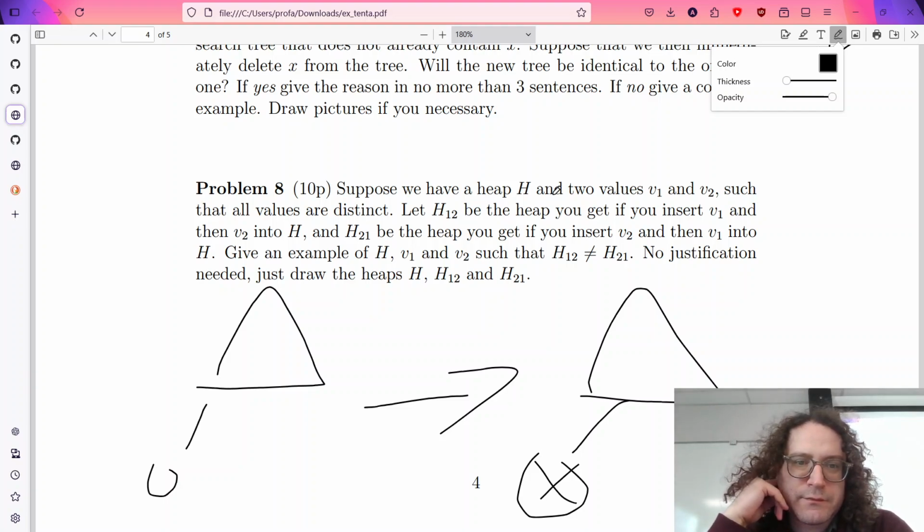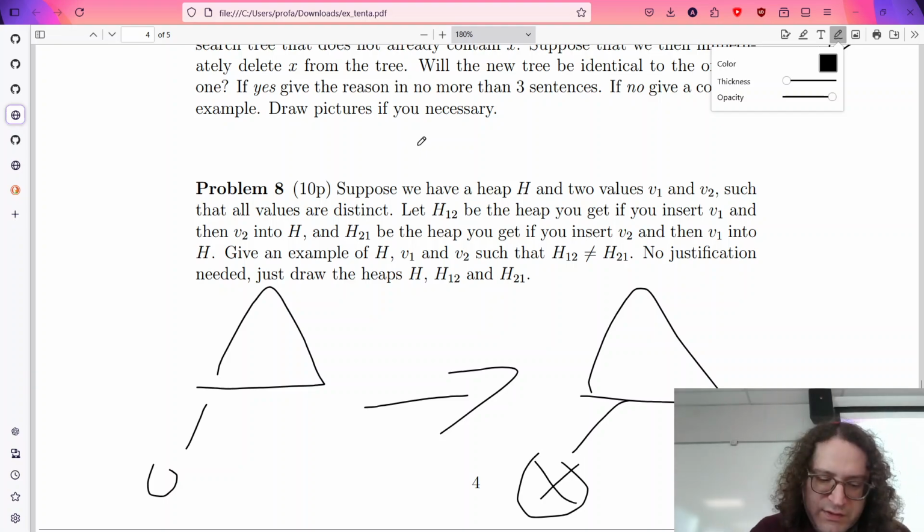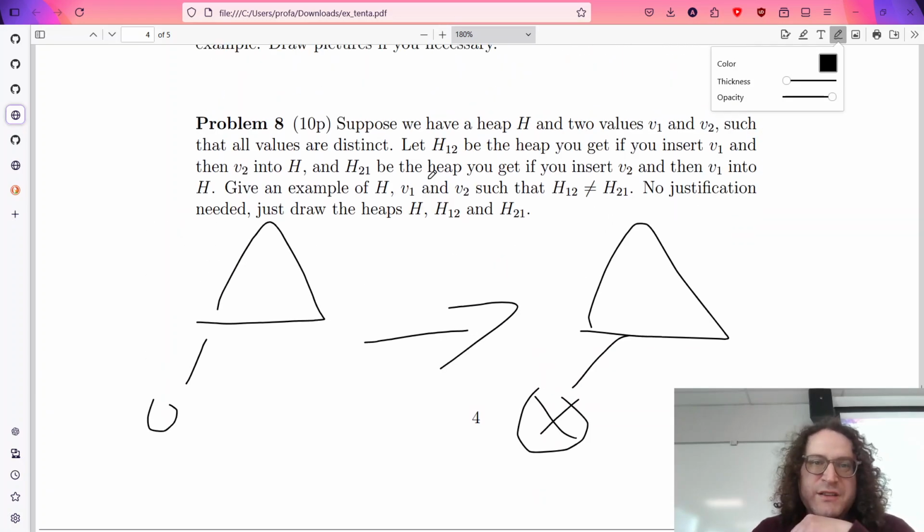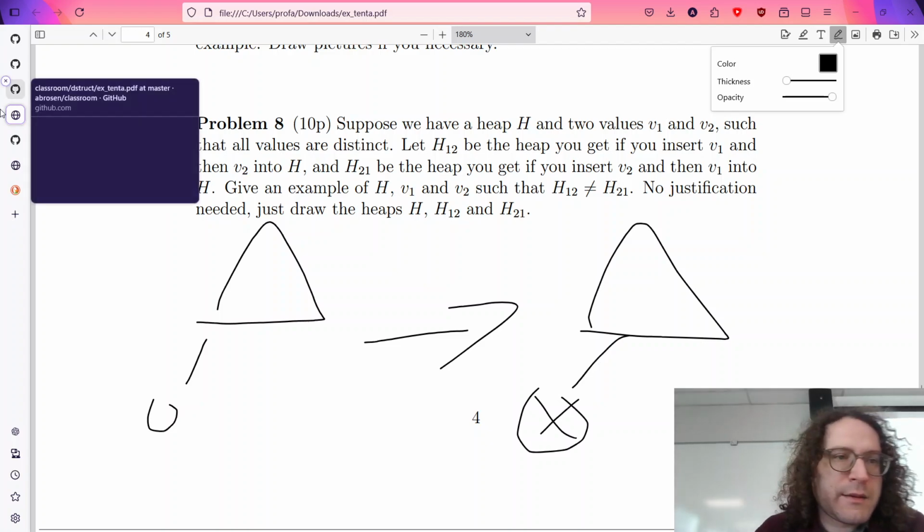Okay. This one, let's see, how much time do I have? You still have some time. Yep. So this one, suppose a heap with these two values. Nothing like this is going to be on the exam. It's an interesting one, but the answer is that you can draw an example of this, and that's just simply being clever with the numbers you add, where the two things are not equal.